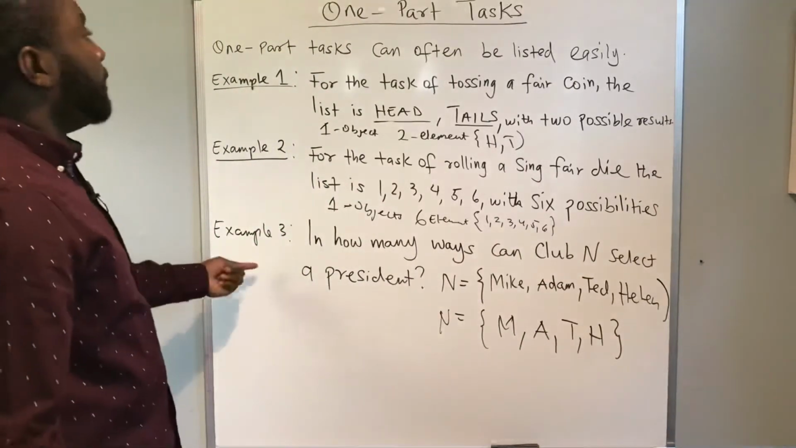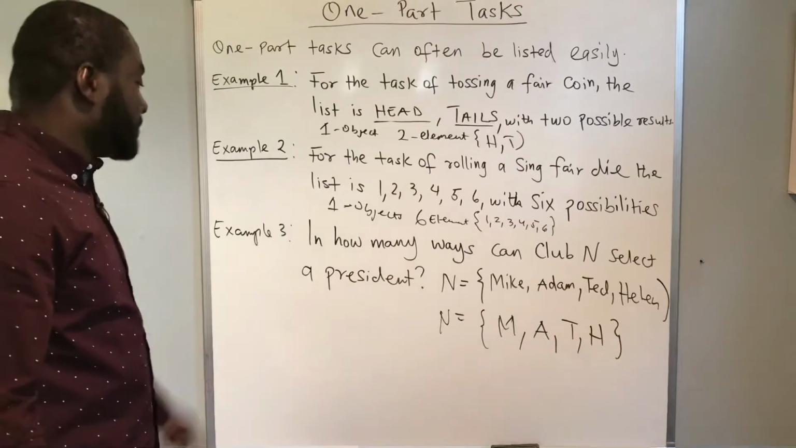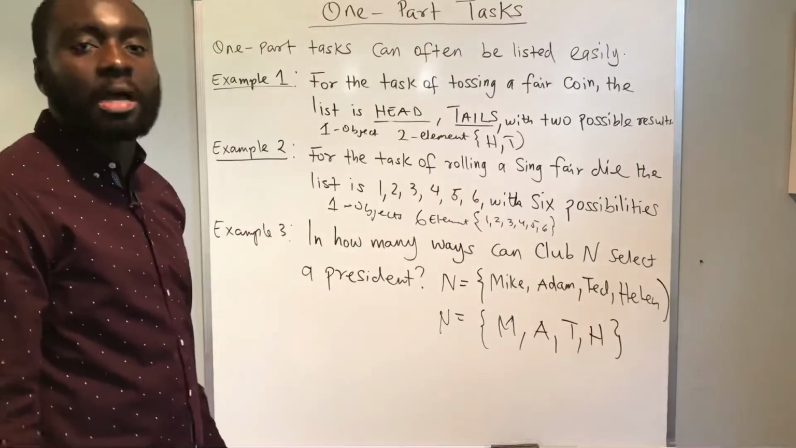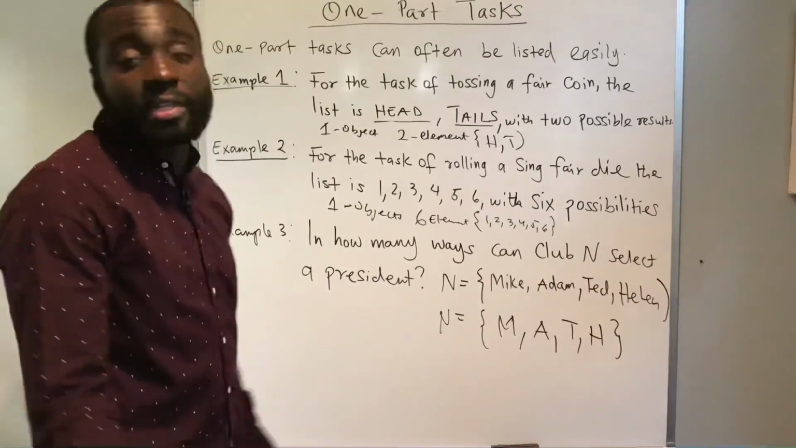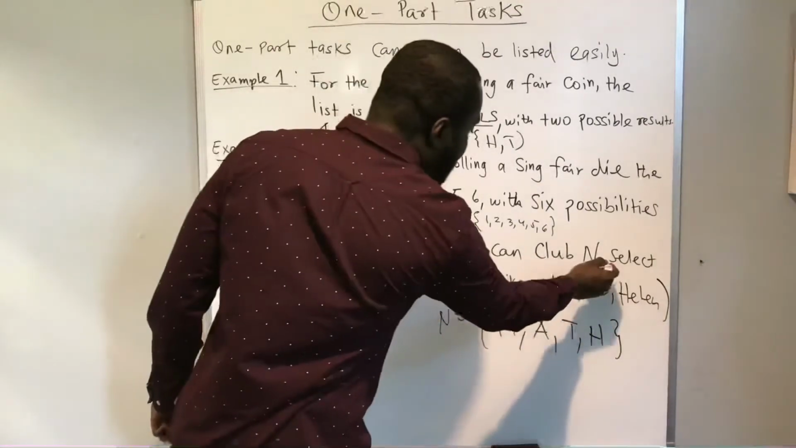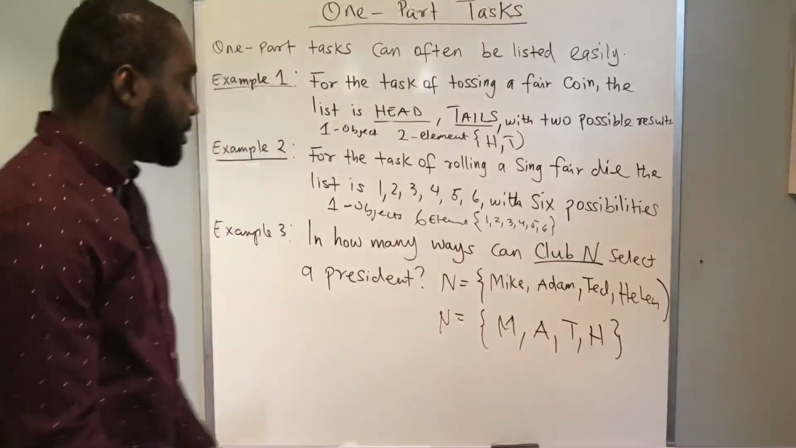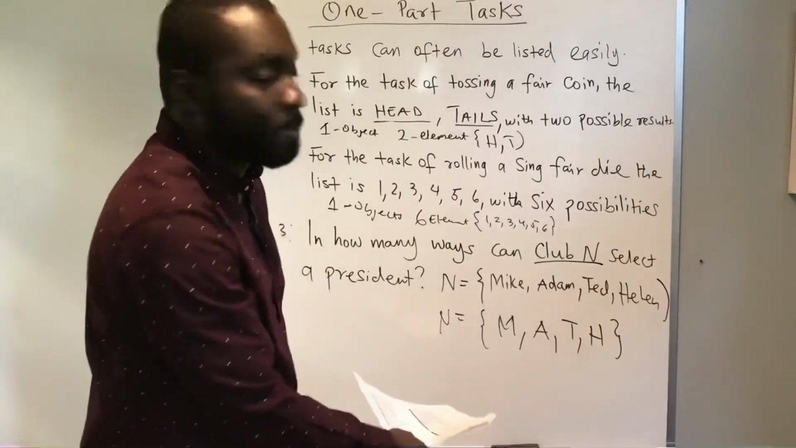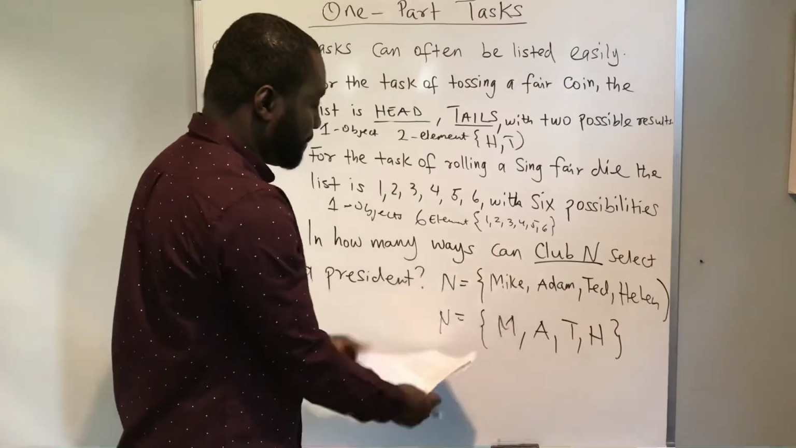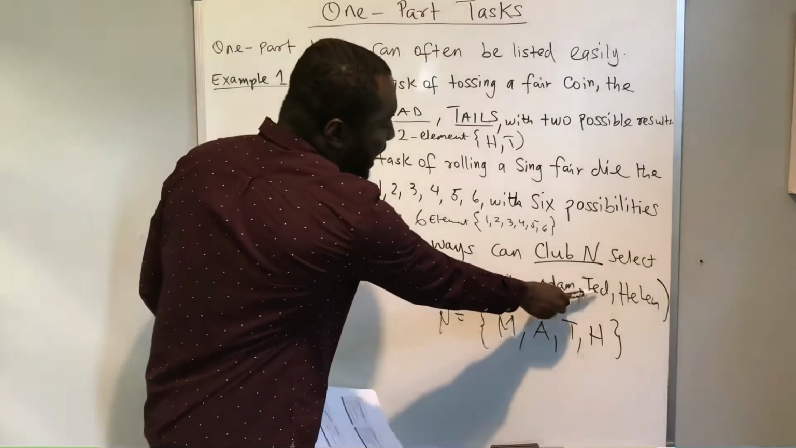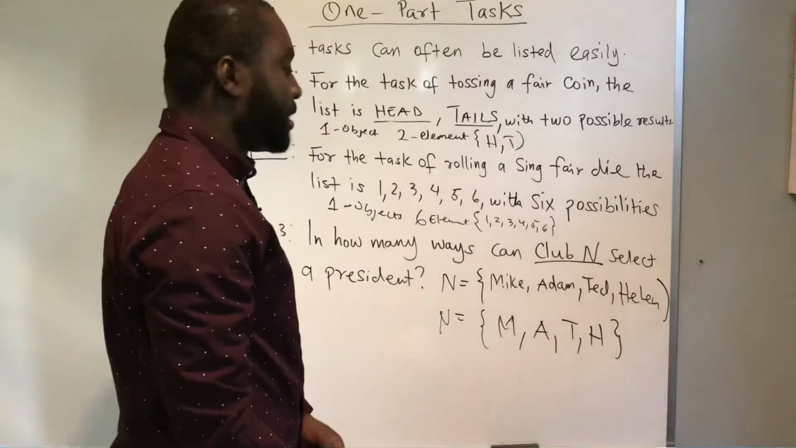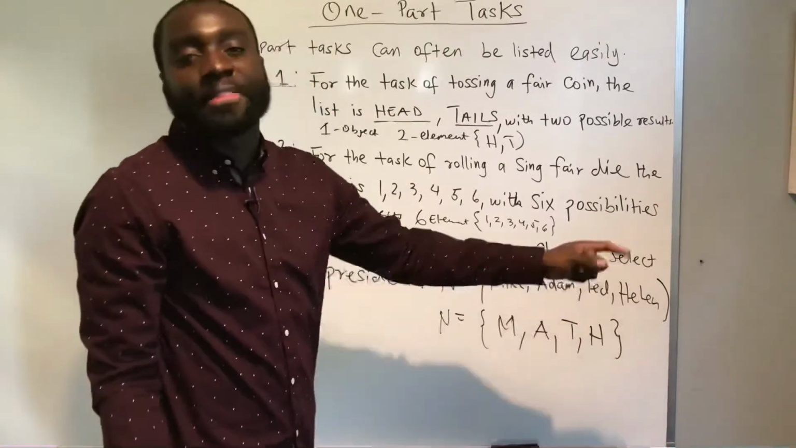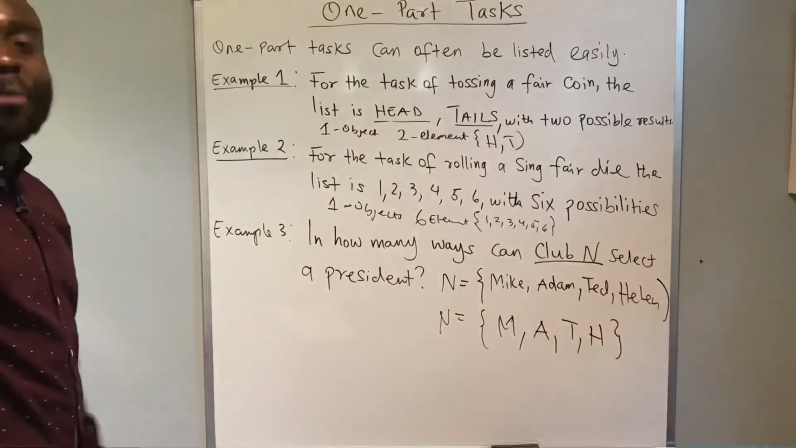Another example for a 1-part task is this. Let's say there's a club of N. The name of the club is Club N, and the club consists of 4 people: Mike, Adam, Ted, and Helen. And when you abbreviate it, it becomes MATH, math. So 4 people in the club.